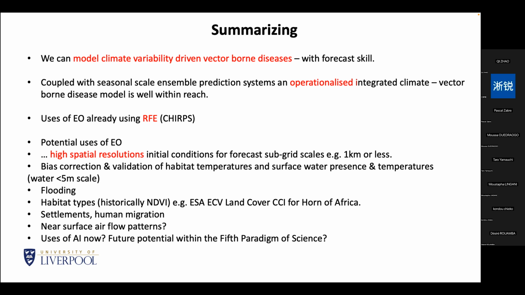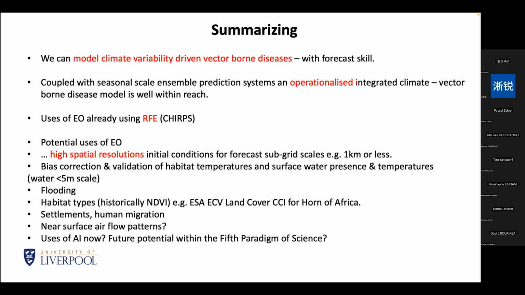There are other factors as well in terms of disease, maybe more generally. Areas of flooding are important. Historically, habitat types have been derived through NDVI, and many of the originators, and in fact the group that I started to work with originally, were using NDVI before we moved on to seasonal forecasting. We've always seen, presented this morning maybe, the East Africa land cover data set for the Horn of Africa, or the bit in East Africa at least that they've got, would be very interesting. And then an assortment of things, settlements and human migration is important for disease, perhaps near surface airflow patterns over land, which I don't think we can do.